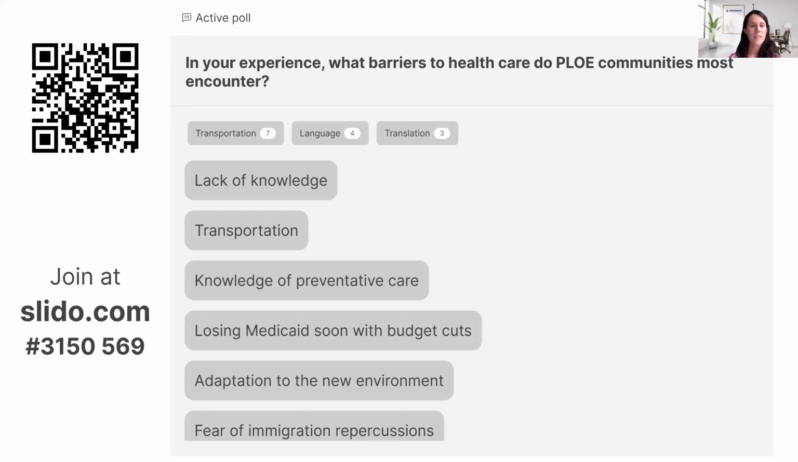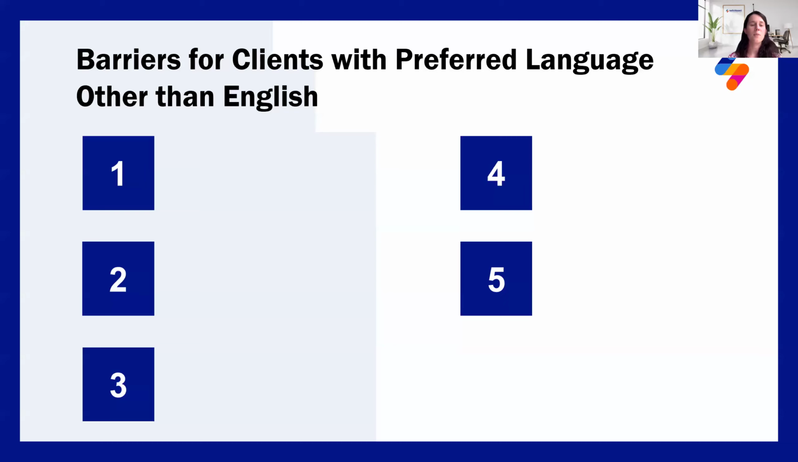All right, I think I'm not seeing any new responses, so thank you for that. So yes, those were all really important examples of the many barriers that refugees and newcomers face when accessing healthcare services. And what we see as providers is also backed up by the research, where research has consistently shown that people whose preferred language is other than English, they have reduced healthcare access and higher hospitalization rates.